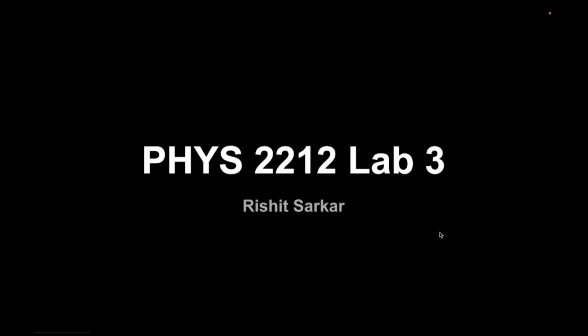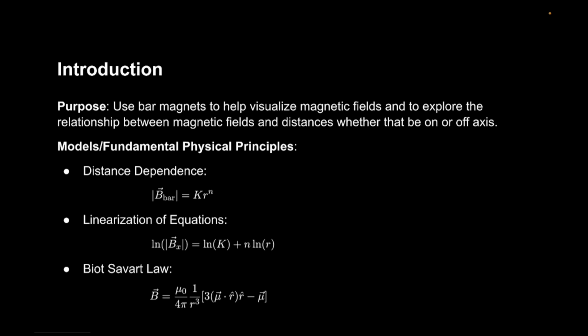Hi, my name is Rishit Sarkar, and this is my Physics 2212 Lab 3. The purpose of this lab was to use bar magnets to help visualize magnetic fields and to explore the relationship between the magnetic fields and distances, whether that be on or off axis.